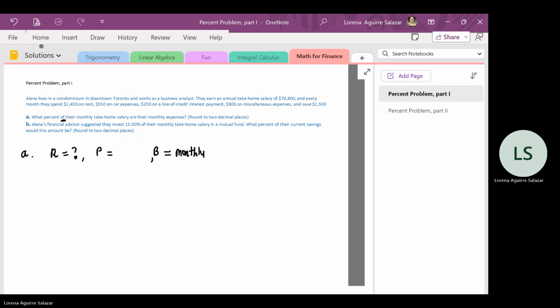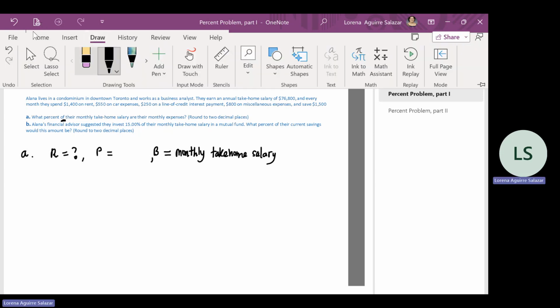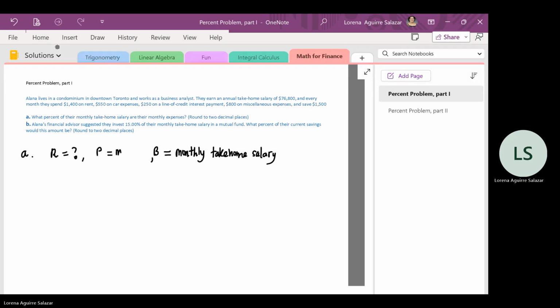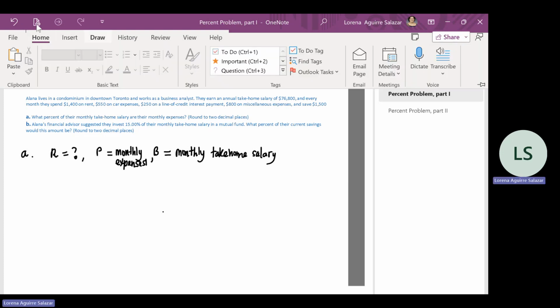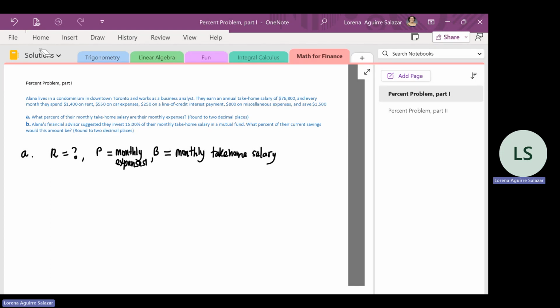Monthly take-home salary, that's the whole. And the portion is what is left after we pick the whole. The whole is monthly take-home salary, so then the portion is the monthly expenses. So we're going to find R given P and B, and we should be able to find P and B based on the statement of the problem.